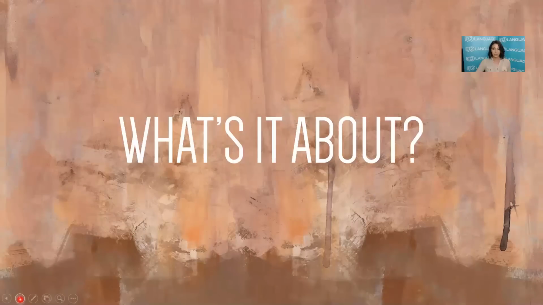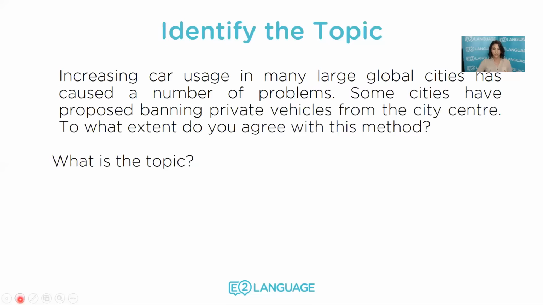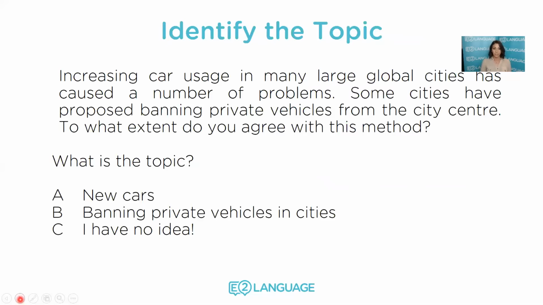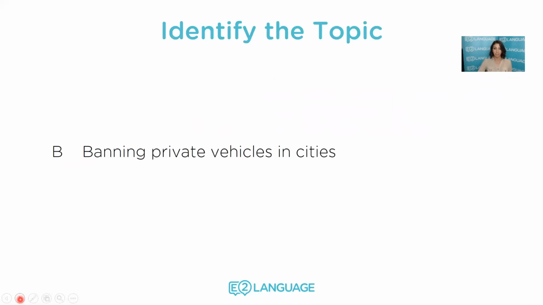Next, you want to identify the topic. So generally, what is the essay question about? What is it asking? So what is the topic? A, new cars. B, banning private cars in cities. Or C, I have no idea. So the answer, of course, is B, banning private vehicles in cities. This is the idea that you have to take an opinion on.